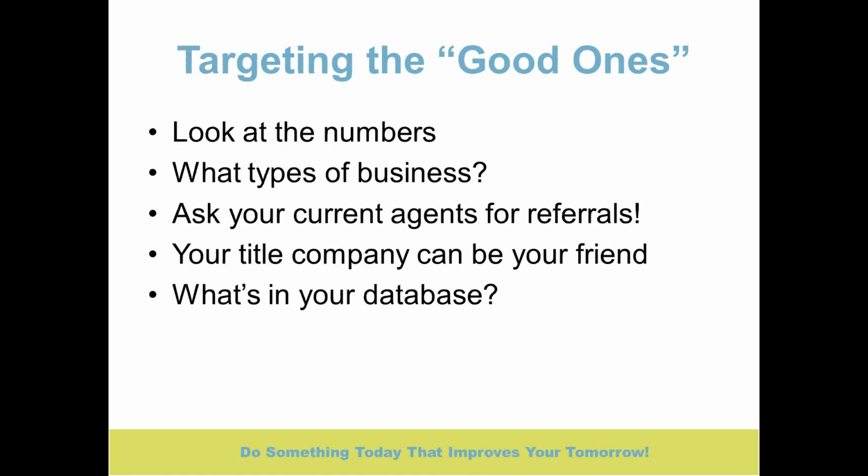Targeting the good ones. You've got to look at the numbers. You've got to look and track. Each MLS has a different way of tracking their realtors. There are a number of different tools you can use. If you don't have access to your own real estate numbers, there are private systems that you can use to track a realtor's numbers and know exactly how much business they're doing. You can certainly look on places like Realtor.com and see how many listings they have. Find out what types of business they're doing.